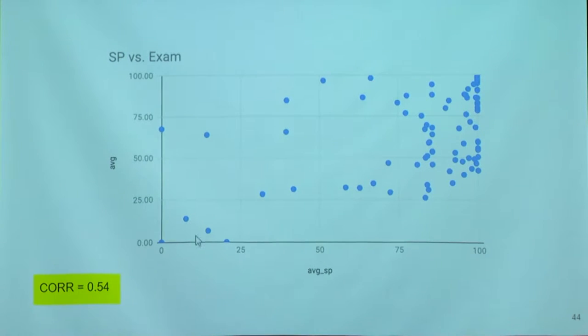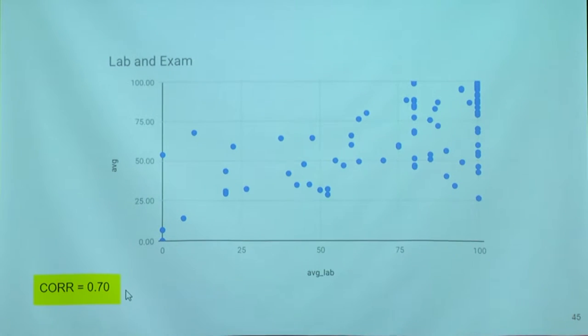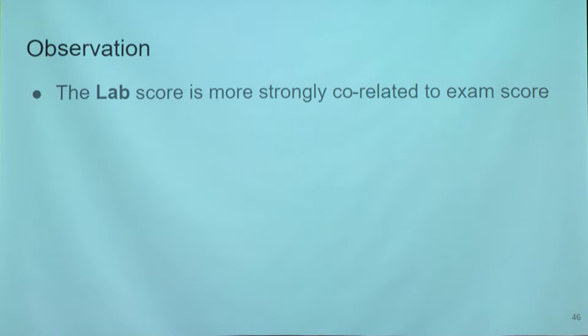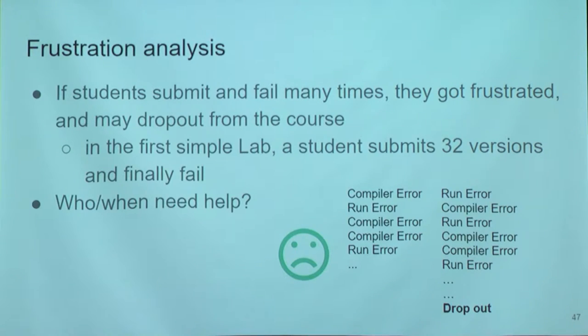So here you can see the correlation between the self-practice and the final exam. The R squared value is 0.54. But if we check the correlation between the lab and the examination, you can see the correlation is up to 0.7, much higher than that of the self-practice. So I just want to say the lab score is more strongly correlated to the final examination. So doing labs is very important for learning programming.